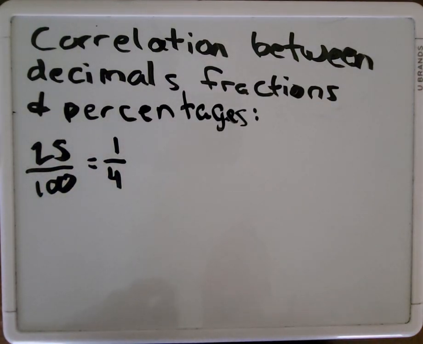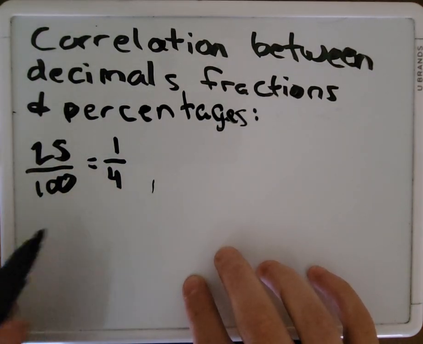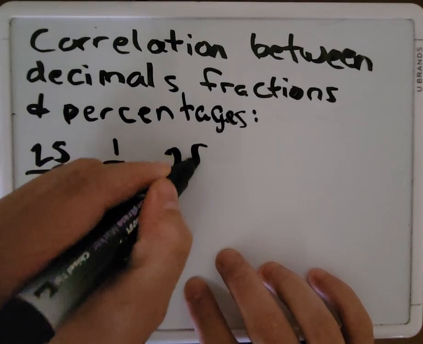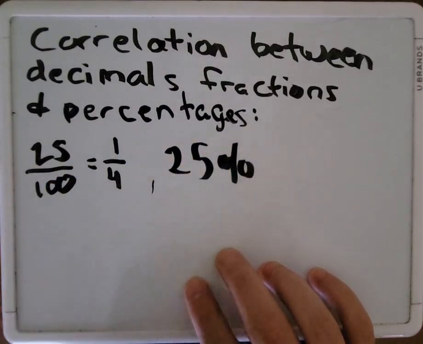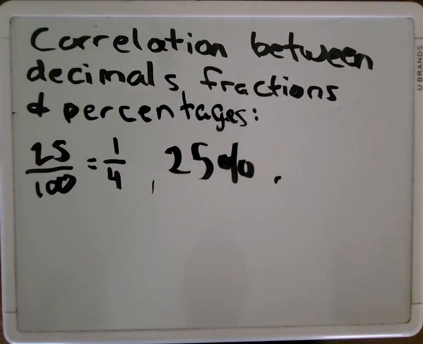Now we're going to move over to the percentage. We know it's 25 over 100. 100 is the total, right? Whereas the 25 is the part. That's just going to end up equaling 25%. Right. Finally, we're going to go ahead and get the decimal version of it.